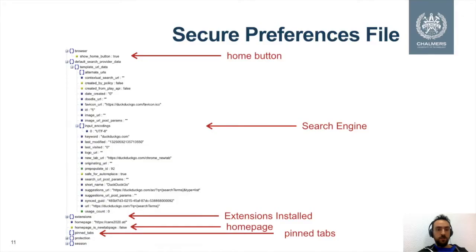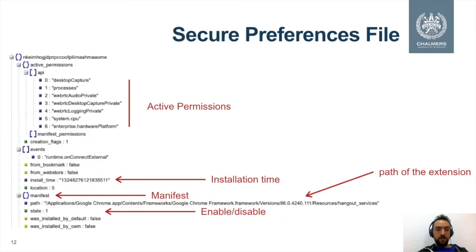Here we can see some options like showing the home button, how the home page is defined, the search engine we have as default, as well as the extensions we have installed, and how they are stored in the preferences file. If we expand the extensions part, here we can see the information that this file stores of the extension called Hangouts. Among other things, we can see when the extension was installed, if it's enabled or disabled, the manifest, and where the extension is stored in the file system.